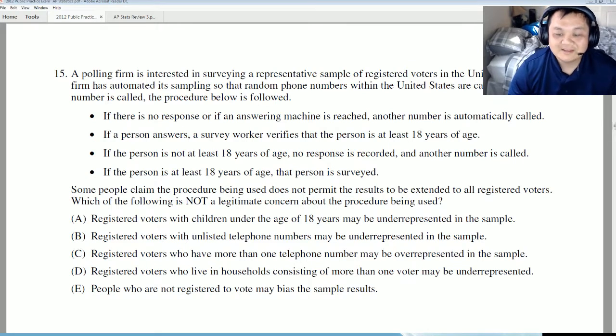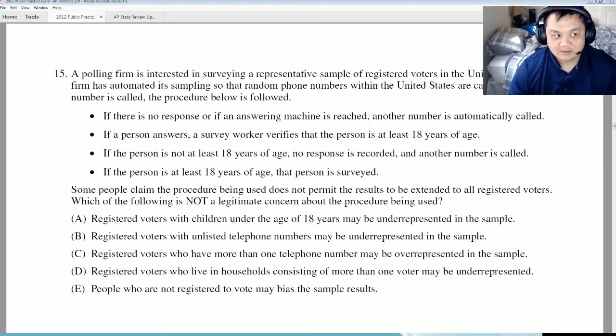So I wrote this: A is true because there's a chance that the kid will pick up the phone, so that will skew the data. But that's only a probability, right? B is the answer because registered voters with unlisted phone numbers will not be called, correct? You're trying to get a measurement of anyone who's a registered voter. That's the population. But there are some people that can vote but do not list their phone numbers.